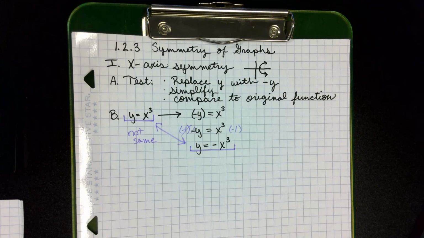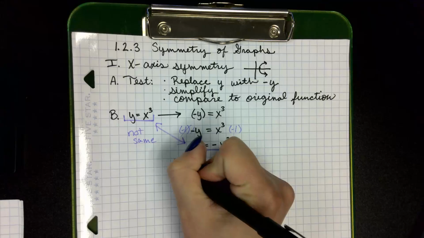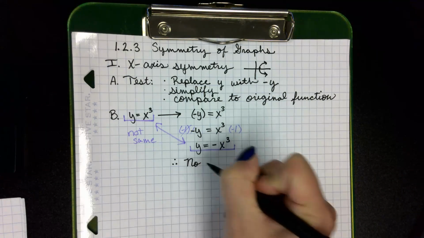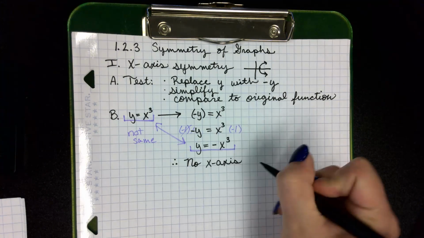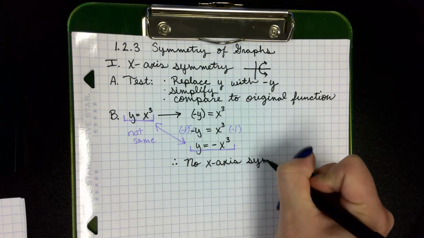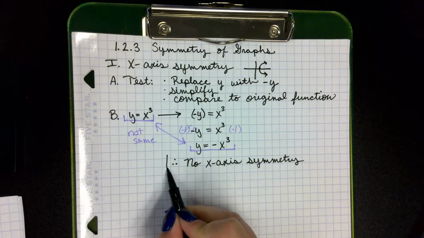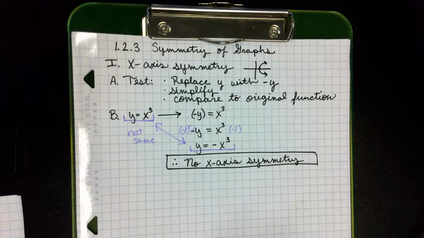Since they are not the same, therefore, my symbol for therefore is these 3 dots in a triangle, like that. No x-axis symmetry. And that is the answer for does this function have x-axis symmetry? No, it does not.